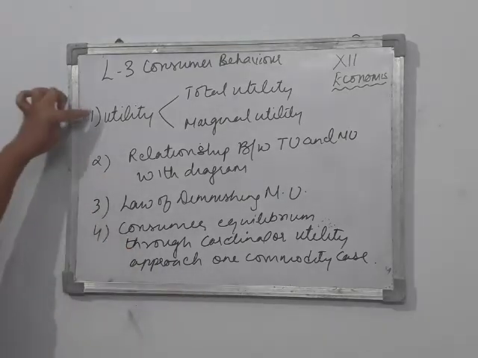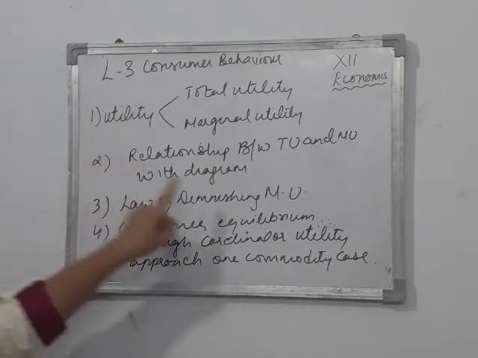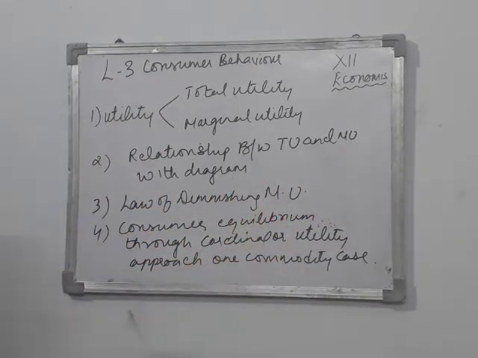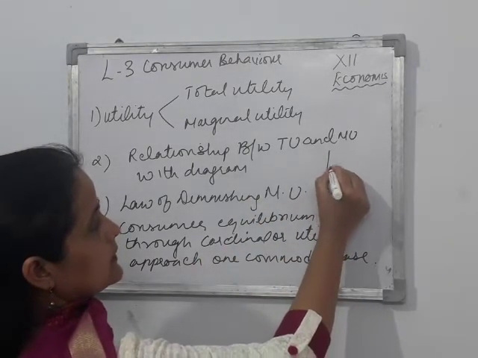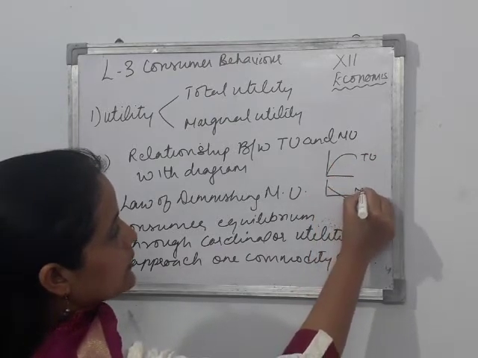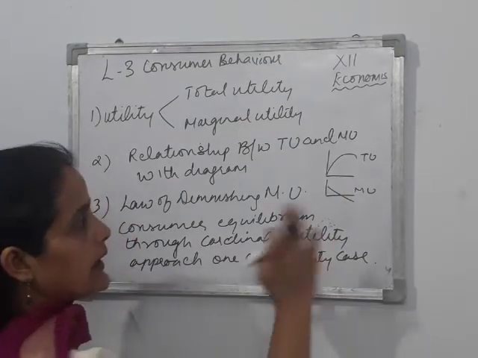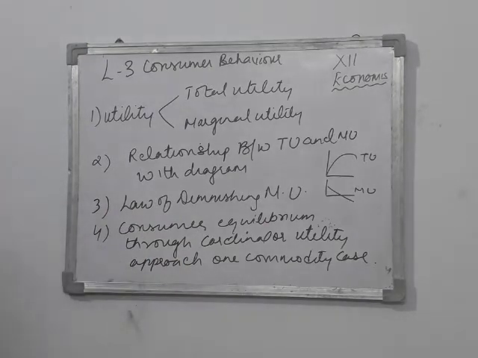But again I repeat, we have done utility. There are two types of utility: total utility, marginal utility. Then second, relationship between total utility and marginal utility we have done. You remember we drew a diagram. इसमें ऐसा वाला diagram हमने बनाया था, TU and MU. The diagram must be recalling. ये diagram हमने बनाया था. Then we have the law of diminishing marginal utility, and we have done consumers equilibrium through cardinal approach, one commodity case. Right? So there is no problem as far as these things are concerned.